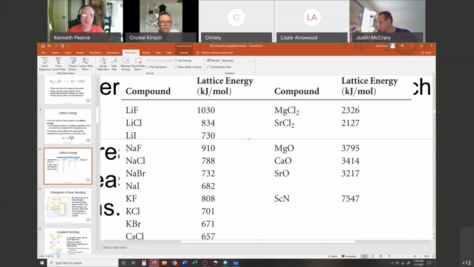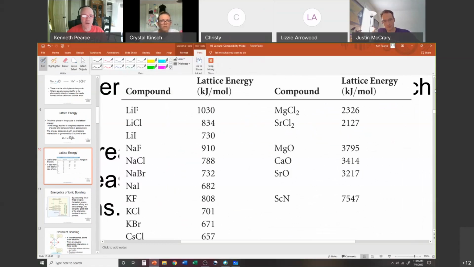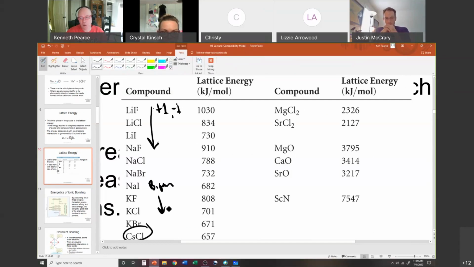And if you look down this list here, these are all +1, -1. And look how these are bigger as we go down. Y'all see that? It is bigger as we go down the list. So lithium fluoride, those are the smallest ions, and cesium chloride is really big. You see that?